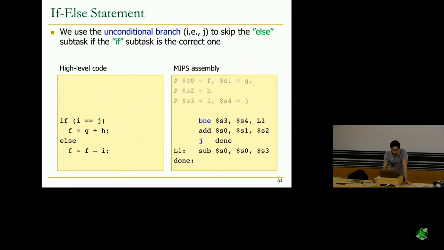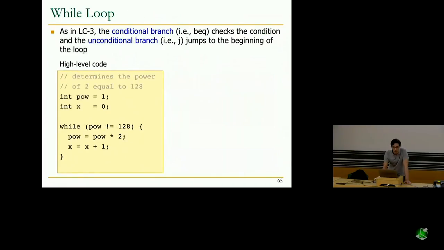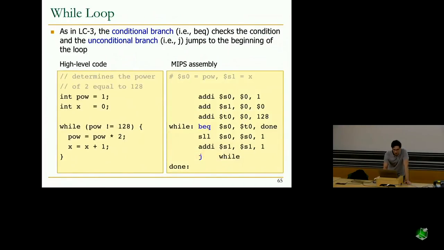For the while loop, what should we do? Well, we also need something similar. We also have to use BEQ in this case to check the condition. In this case, the condition is here. We compare this pow to 128.